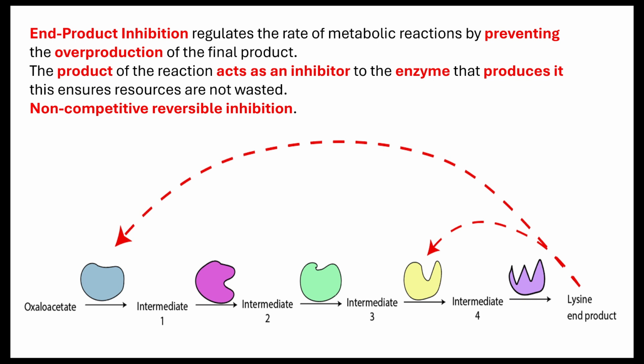It's a non-competitive reversible inhibition because it's not competing for the active site. It is going to bind to an allosteric site. It is going to affect the active site shape, but it is reversible because it can be removed when the concentration of lysine has decreased.